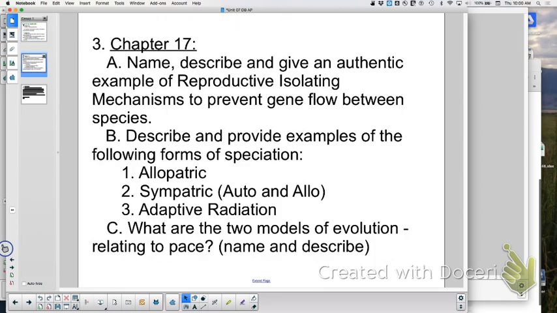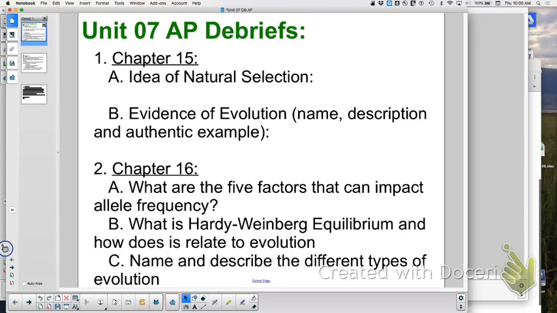Wait, go ahead. I'm listening. What did I miss? I've got micro and macro. C is micro and macro. Wait, tell me. I can't hear. Micro and macro. Oh, micro and macro evolution. Yeah, I should probably differentiate that.